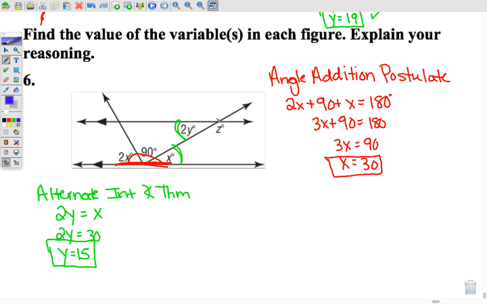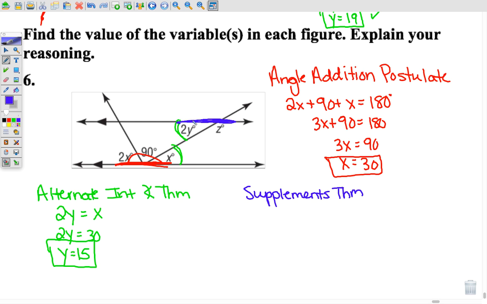Okay, and the last thing that I have, there's more than one way you could do this. I see right here that I have 2y and z. There's two angles, they lie on a line. They form a linear pair. So I'm going to use the supplements theorem. You also can do your same side interior theorem or your consecutive interior angle theorem for x and z. It doesn't matter, you're still going to get the same answer.